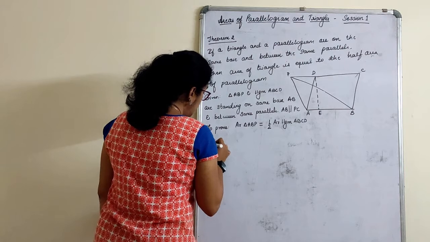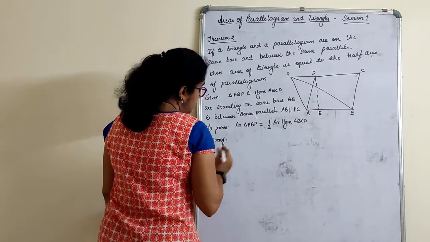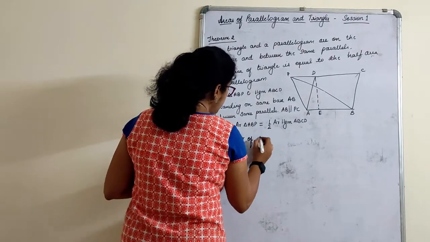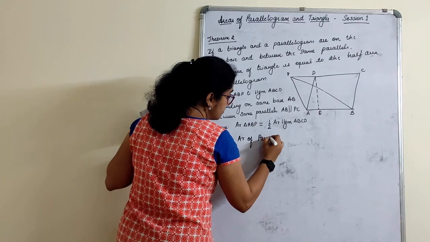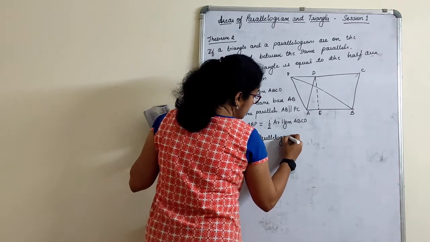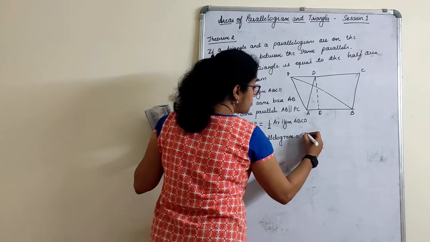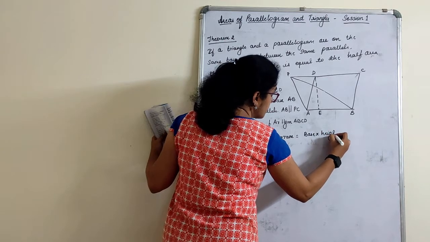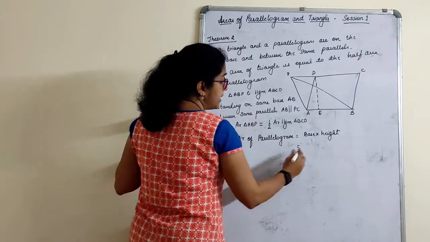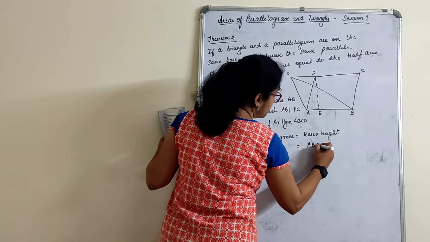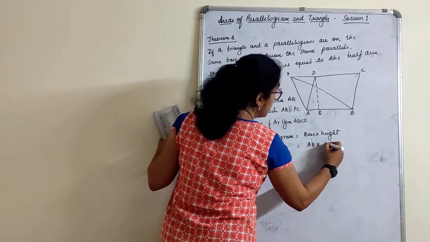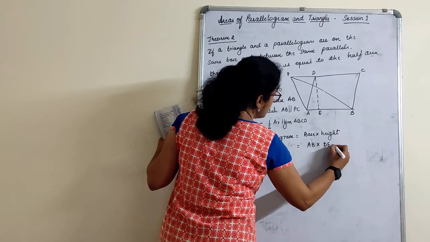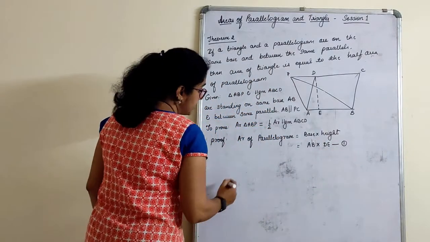Okay. So in the proof part, first we will write: area of parallelogram is equal to base into height. So what is the base here? I will consider the base as AB. What is the height here? Height as DE. Equation 1.